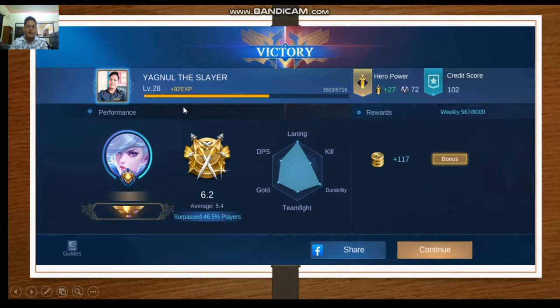So I have here a screenshot of my game in Mobile Legends. We won this match, okay? But look at here. It is indicated here that I have surpassed 46.5% of the players. So we have 10 players in this game, 5 from our team and 5 from our opponent. So again, based on my performance in this game, I have surpassed 46.5% of the players.